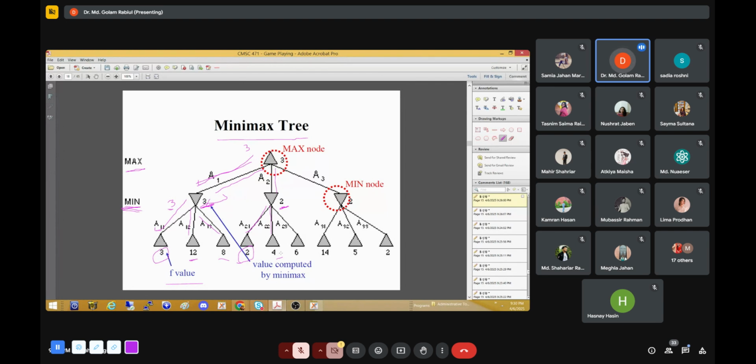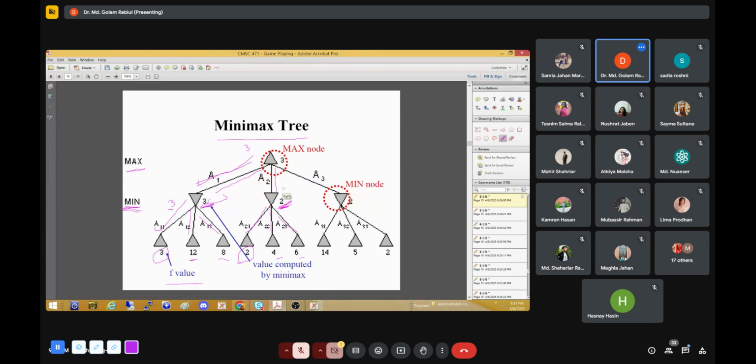It will try to find out, between 4 and 2, which one is minimum? Minimum is 2. Again, it will try to explore another branch, that is the 6. Between 6 and 2, which one is minimum? 2 is the minimum. So it will keep the 2 here.